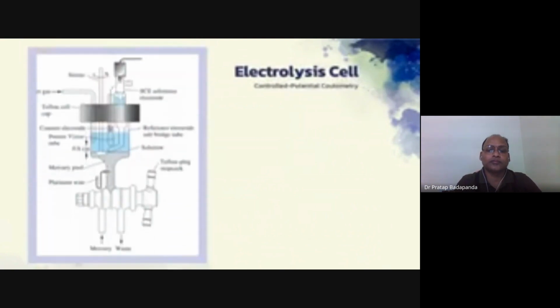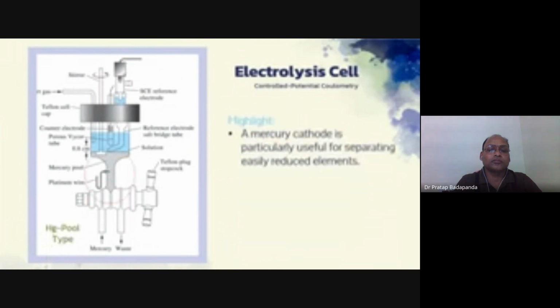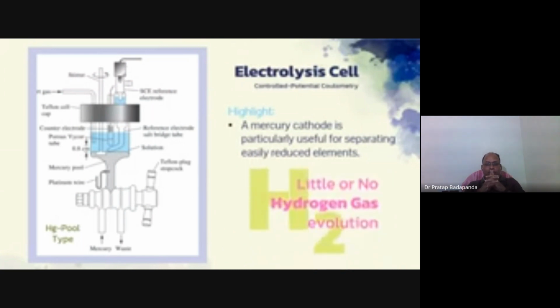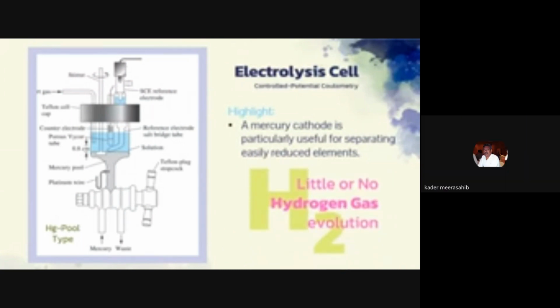The second type of cell, shown in the figure, is a mercury pool type. A mercury cathode is particularly useful for separating easily reduced elements, as a preliminary step in an analysis. In addition, however, it has found considerable use for the coulometric determination of several metallic cations that form metals soluble in mercury. In these applications, little or no hydrogen evolution occurs, even at high applied potentials, because of the large overvoltage of hydrogen on mercury.